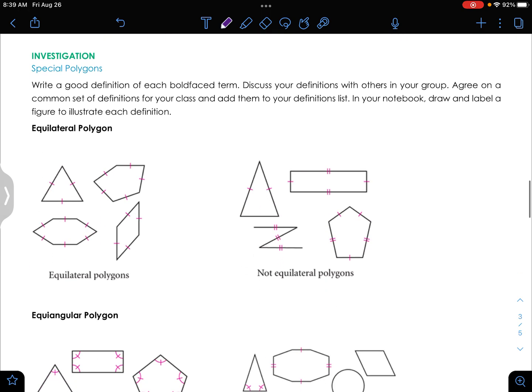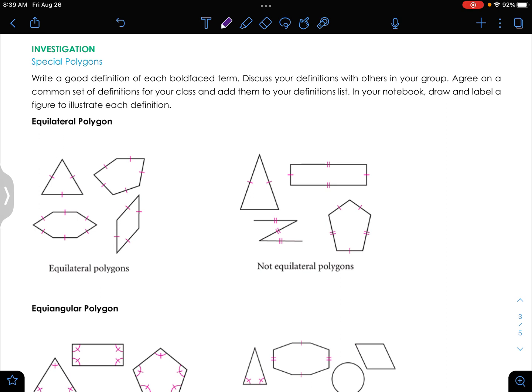Last few things that we need to take a look at are some different special types of polygons. If you look at these, we have equilateral polygons. These polygons all here are equilateral, and these ones over here are not. So you'll notice that for equilateral polygons, all the sides are equal.